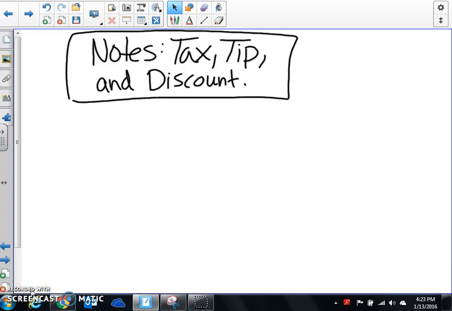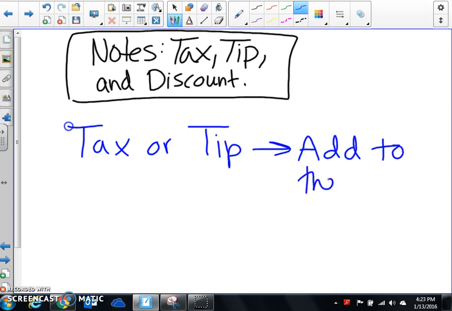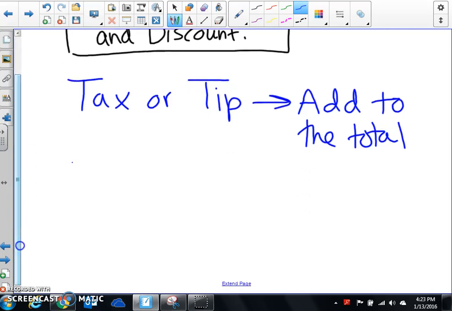Okay, tax, tip, and discount. In general, when you see tax or tip, you're going to add to the total. Okay? When you see any kind of discount, now discount could be in a lot of different ways.